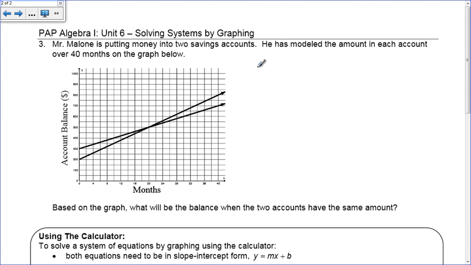So let's look at number 3. Mr. Malone's putting money into 2 savings accounts. He has modeled the amount in each account over 40 months on the graph below. Based on the graph, what will be the balance when the 2 accounts have the same amount?